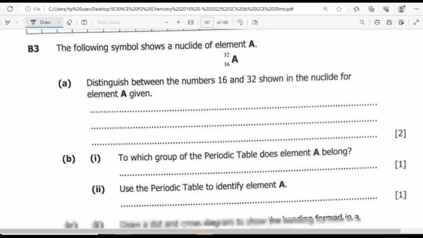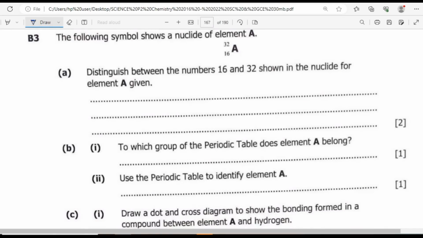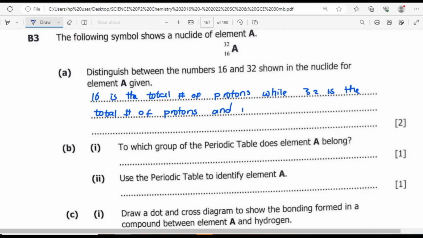Then we have B3. The following symbol shows a nuclide of element A. Okay, distinguish between the numbers 16 and 32 shown. So 16 is the total number of protons, while 32 is the total number of protons and neutrons found in the nucleus of an atom.